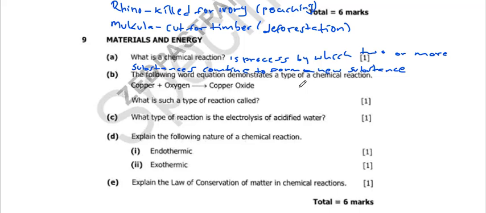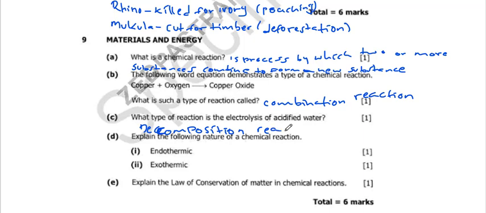The following word equation demonstrates the type of chemical reaction: copper plus oxygen gives copper oxide. What is such a type of reaction called? So this is simply this plus that. We are combining these two to form that. So it's simply a combination reaction. And what type of reaction is the electrolysis of acidified water? This is known as a decomposition reaction. It's a decomposition reaction.